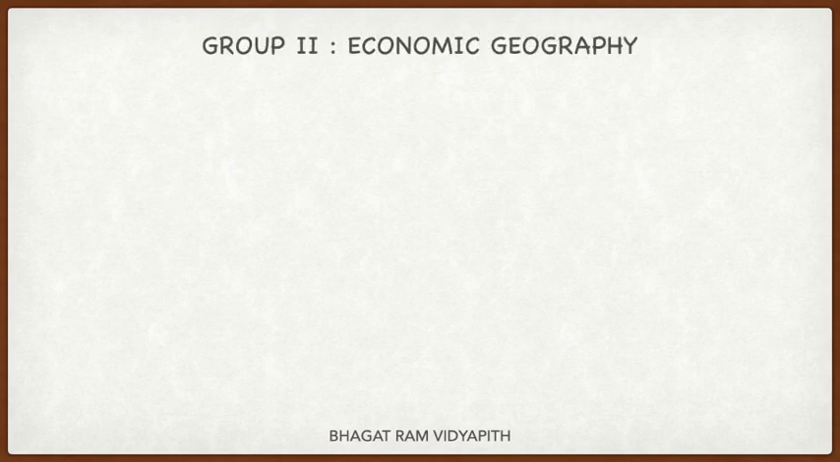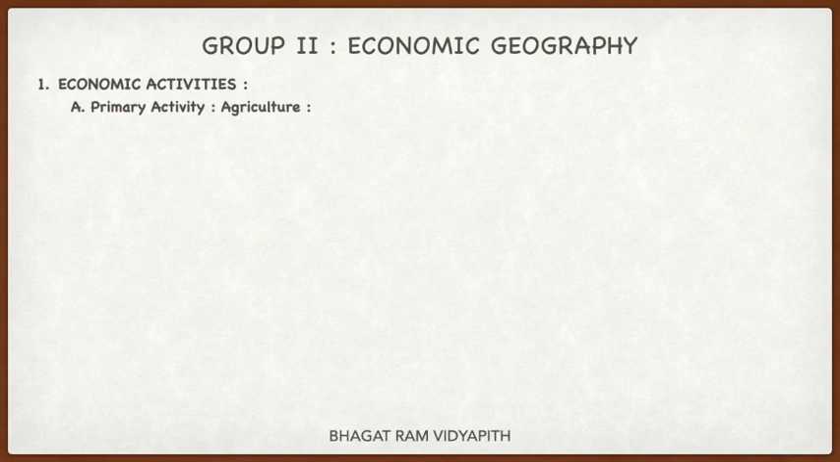Coming to the second group, which is economic geography. Beginning with the first section, which is economic activities, we have primary activity, which is agriculture. Agriculture talks about types of agriculture, wherein we learn about wet and dry crop, rotation of crop, combination, intensity of cropping, modern inputs in agriculture, technological shifting from subsistence to commercial agriculture, green revolution, white revolution, and blue revolution.